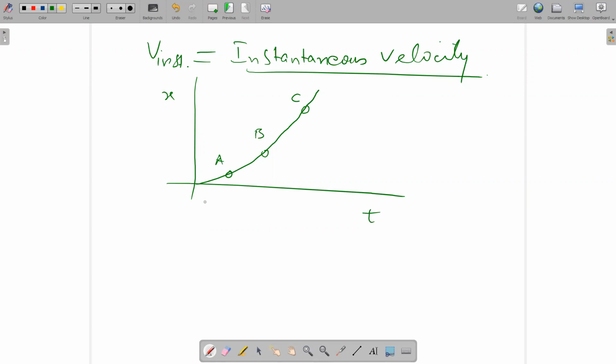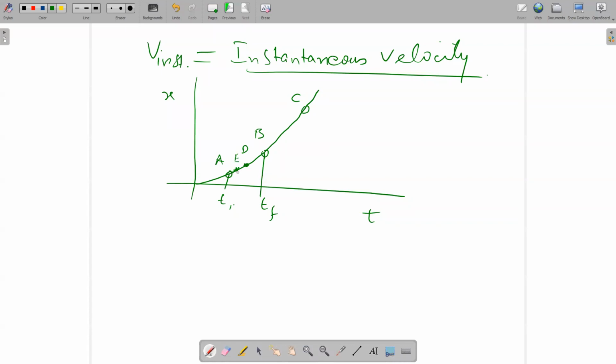If you want to find the average velocity, first I am starting from the average. If you want to find the average velocity between A and B, this is your ti time and this is your tf time. So the average velocity between A and B will be here. Suppose my point is D. If you want to find the average velocity between A and D, it will be here. This point is suppose E. If you want to find the average velocity between A and E, it will be here.